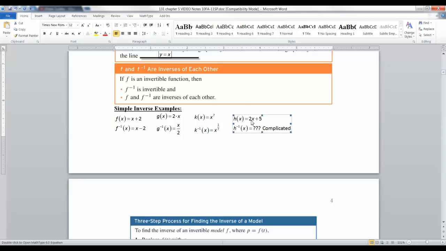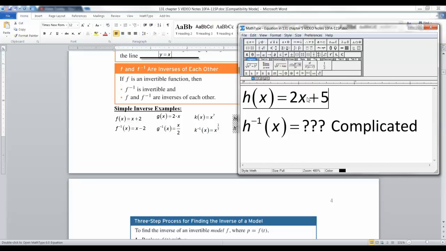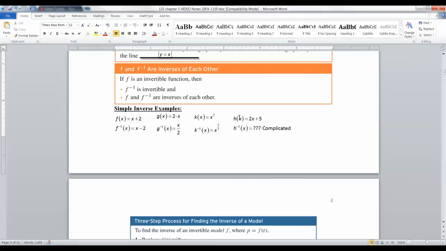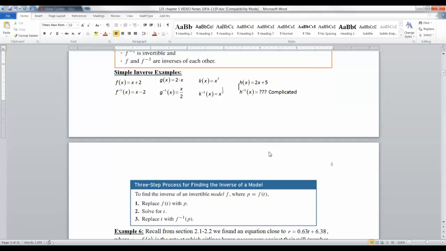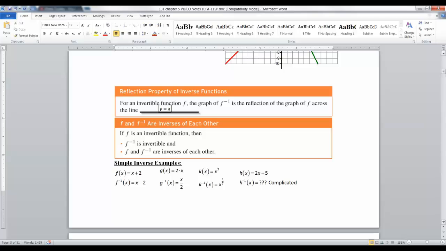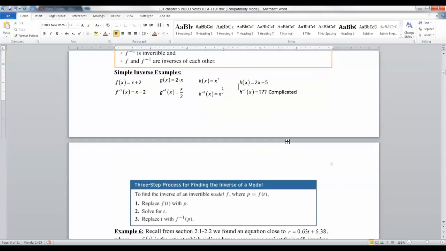But if you involve more than one thing, like what if it was 2x squared plus 5, that's really tricky. We're only going to work with linear ones, like mx plus b. If I start adding powers on top of all that, it gets even worse. So there are a lot of more complicated examples. We're going to do linear ones. That's the name of this section, inverses of linear models. So that's what we're going to do.